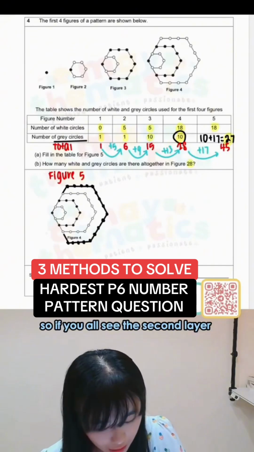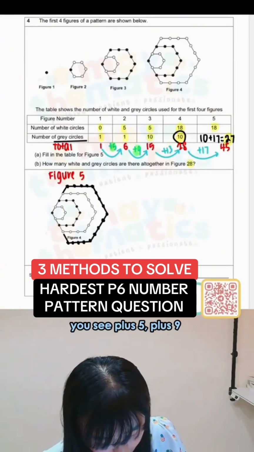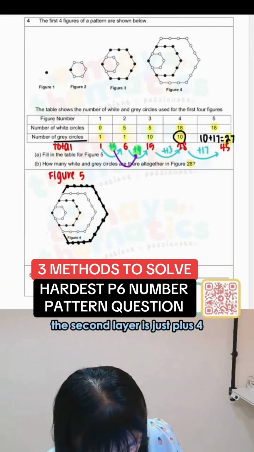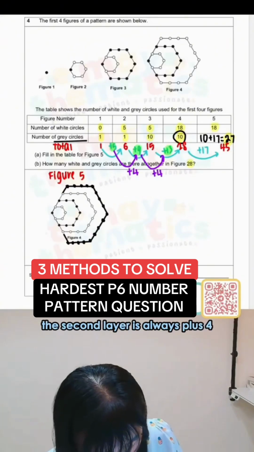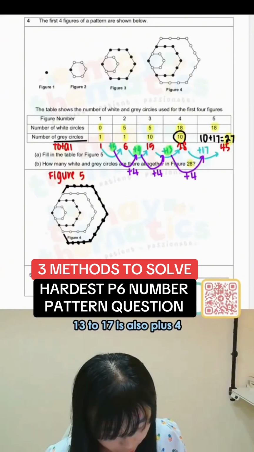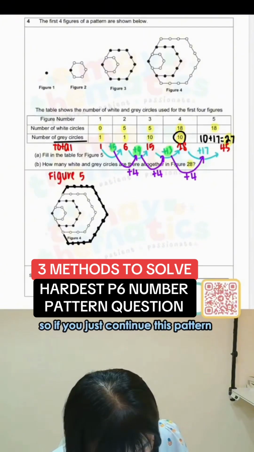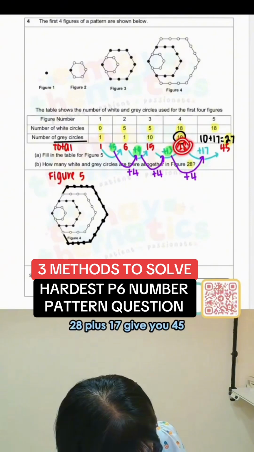So if you see the second layer, from 5 to 9, it's actually just plus 4. From 9 to 13 is another layer. The second layer is always plus 4, if you realize. 13 to 17 is always plus 4. So if you just continue this pattern, you will know that 28 plus 17 gives you 45.